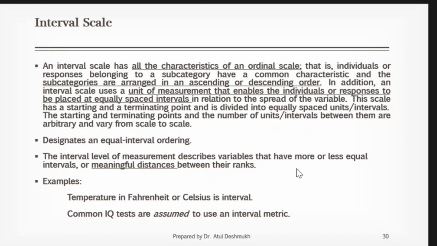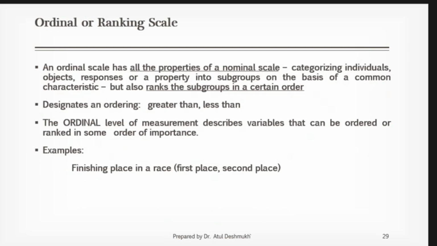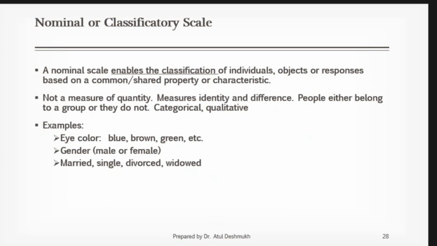Interval level of measurement describes variables that have more or less equal intervals or meaningful distance. So that distance should be meaningful between 98 to 99, 99 to 100, 100 to 101. That meaning is equal, of equal magnitude. Whenever you measure this distance, that is equal. Example, temperature. Just now I gave you example of temperature, whether it is in Fahrenheit or Celsius. It is interval scale. Again, common IQ test. IQ test is one more example of interval scale, which is measured on the interval scale. Any doubt? Anyone on the three scales? Nominal scale, ordinal scale, and interval scale?